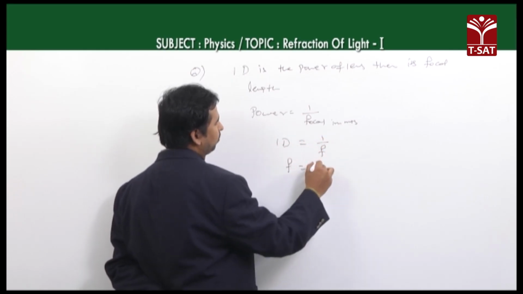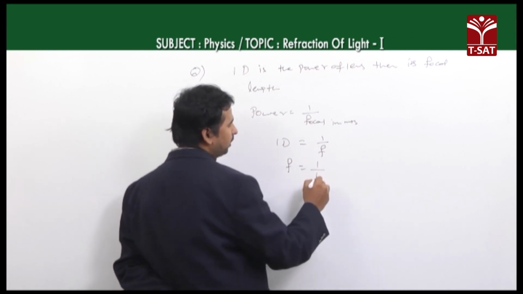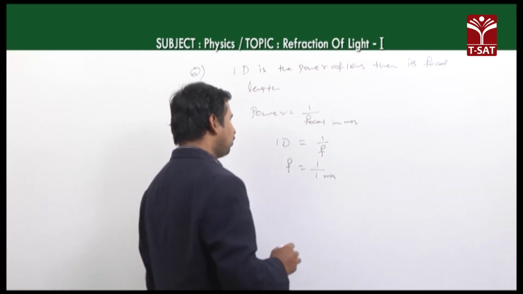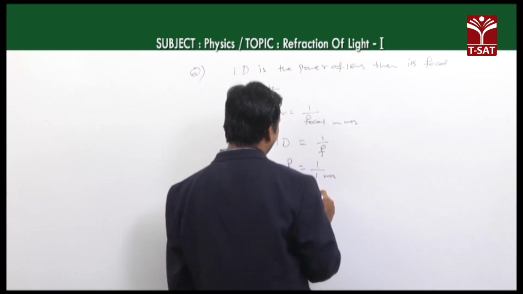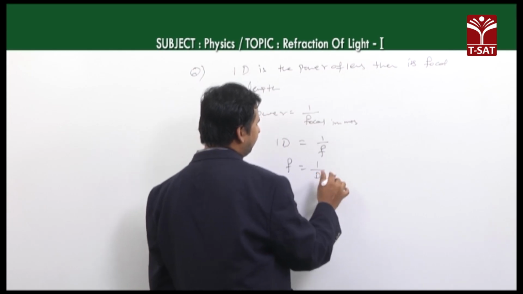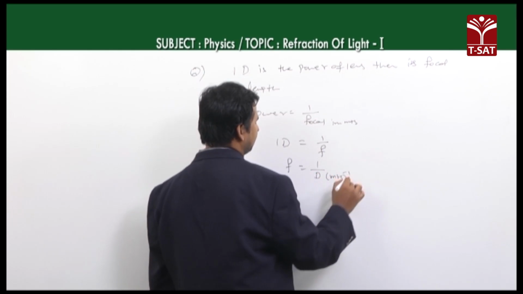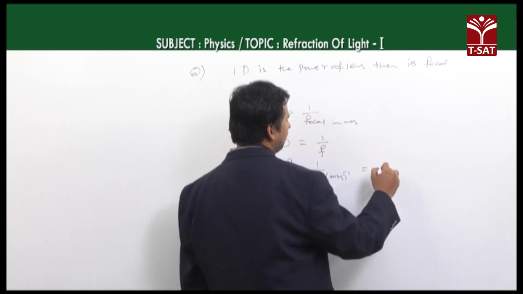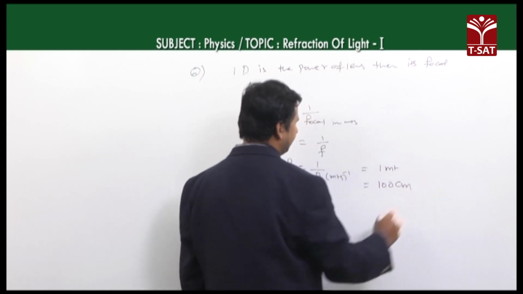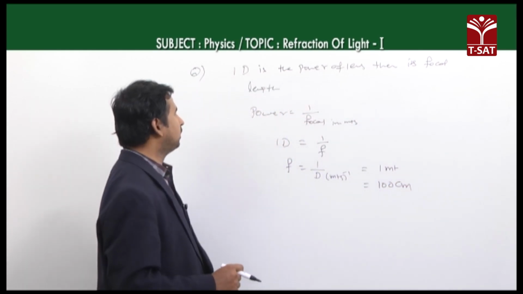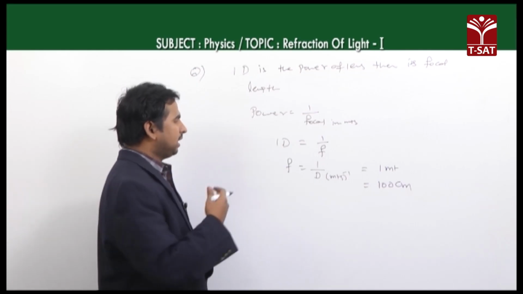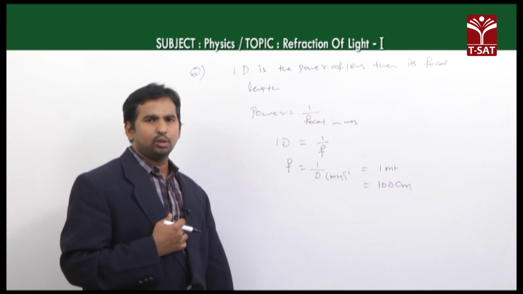Then F is equal to 1 by 1, taken in meters. So the focal length becomes F equal to 1 by D, where D is taken in meters inverse, that is, diopter units. Then it becomes 1 meter, or 100 centimeters. So the focal length of the lens in the given case, if 1D is the power of the lens, is 100 centimeters.